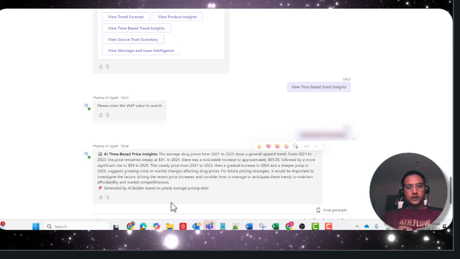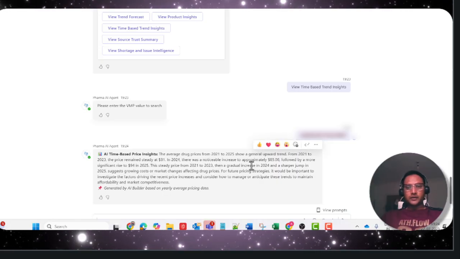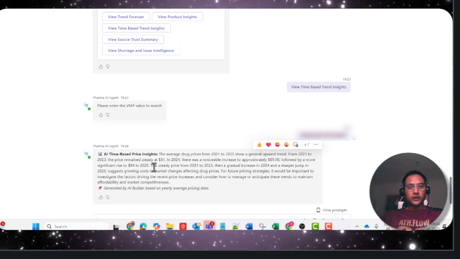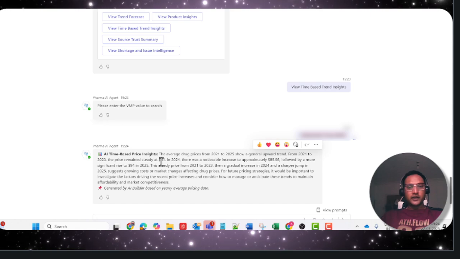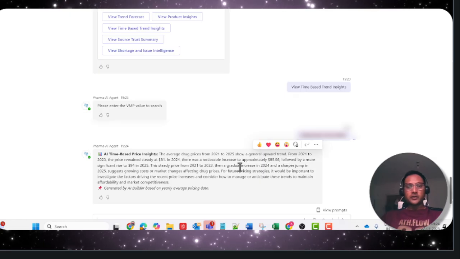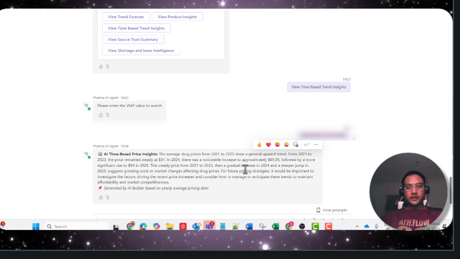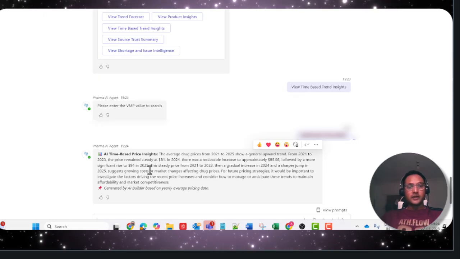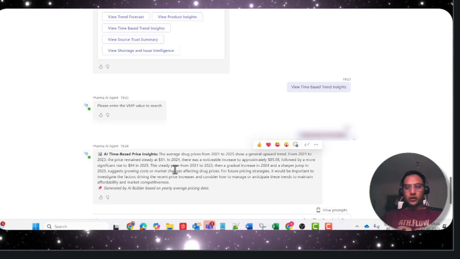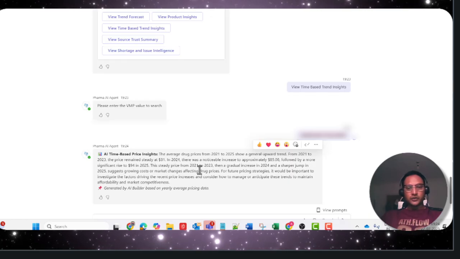Okay. So it says for the past 5 years, it shows an upward trend. Means from 2021 to 23, it was steady at one particular price, and in 2024 there was a noticeable increase, from to 85, and then followed by a more significant rise in 2025. So it analyzes the overall price trend across 5 years, and it shows the detail of it.